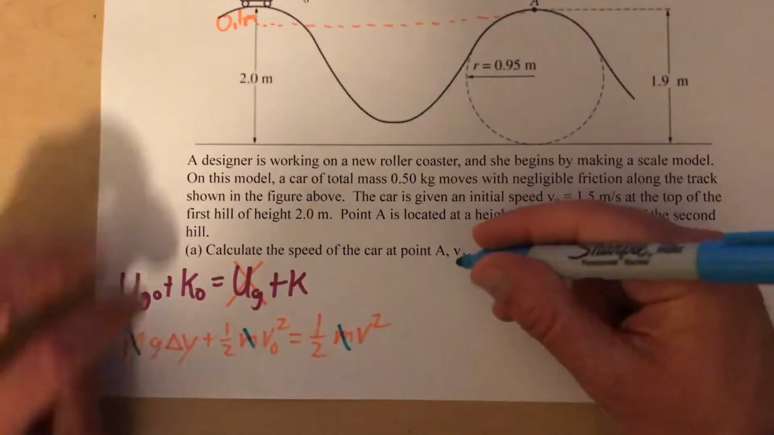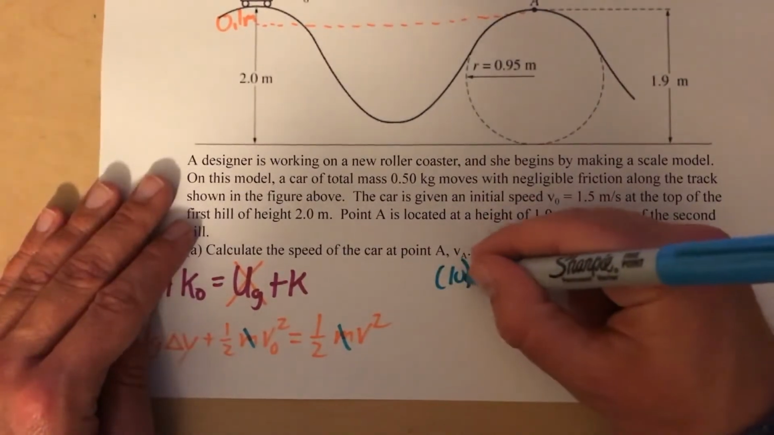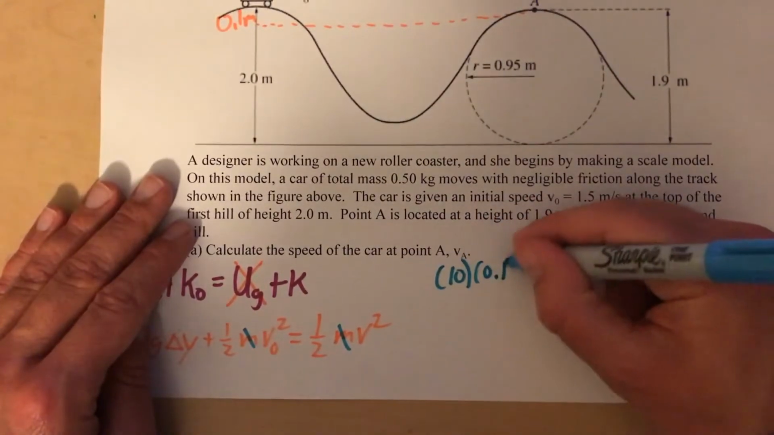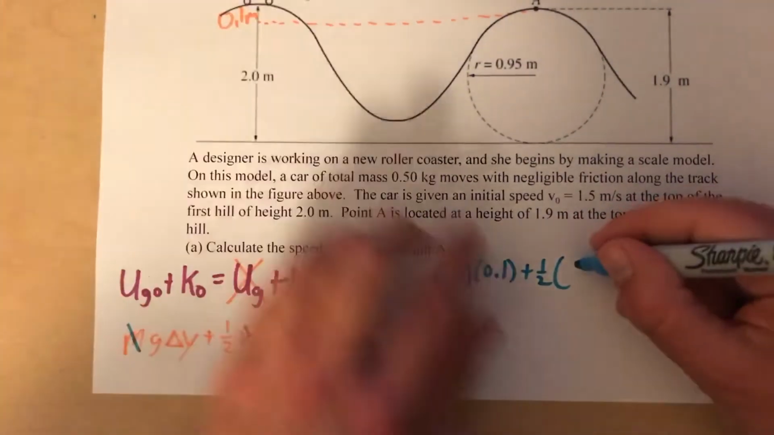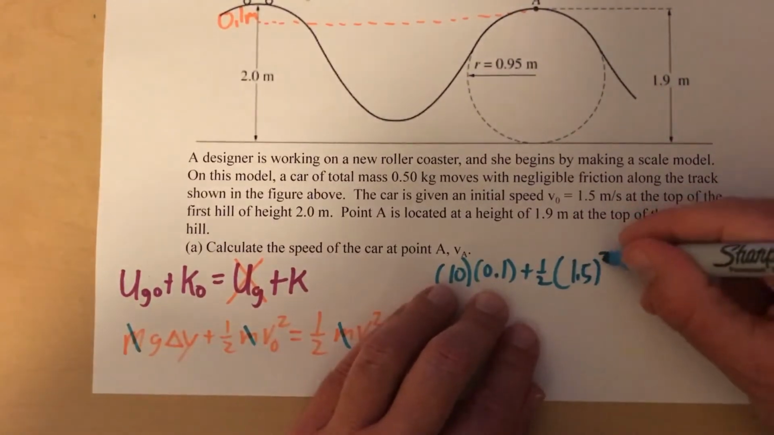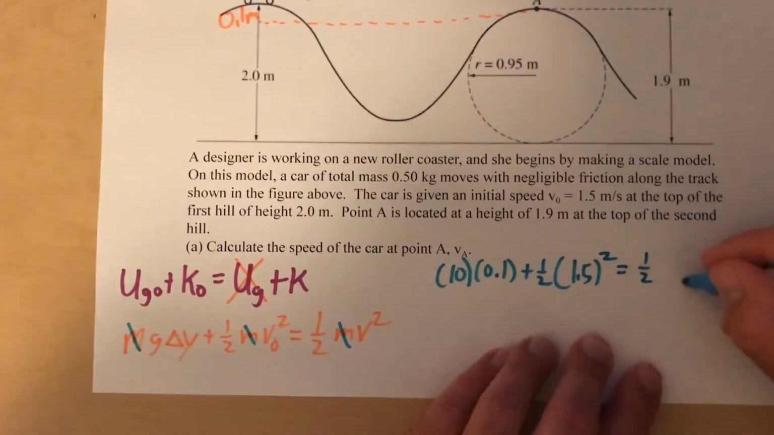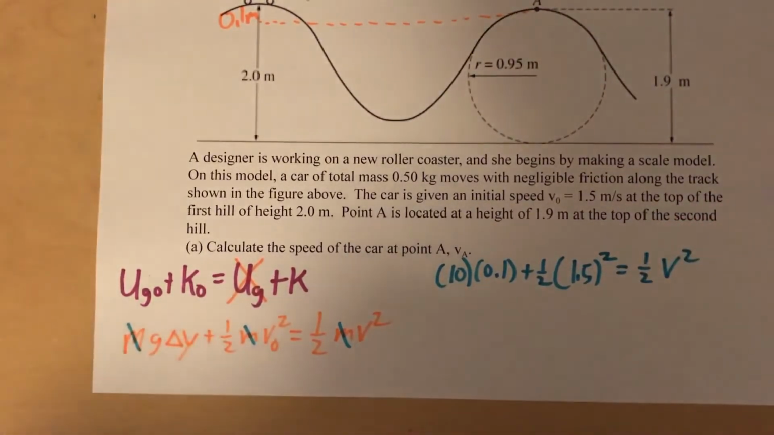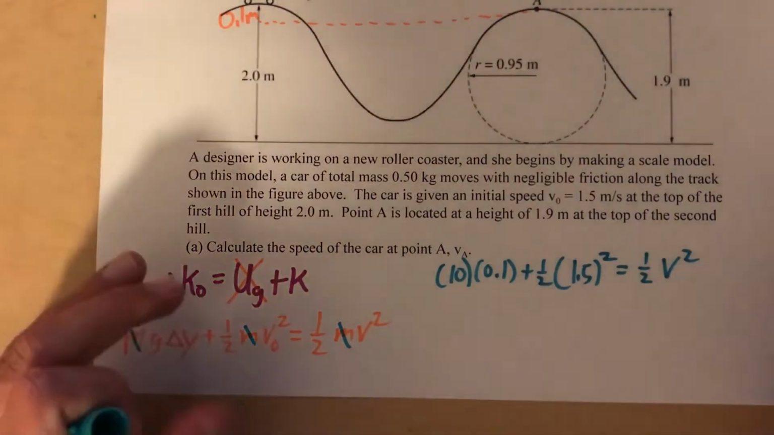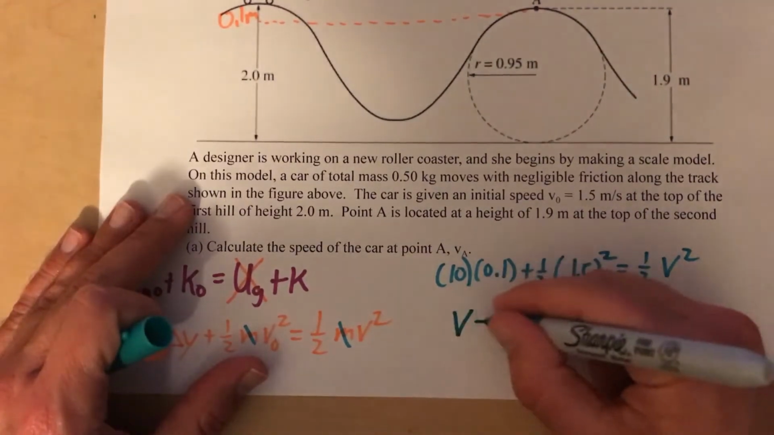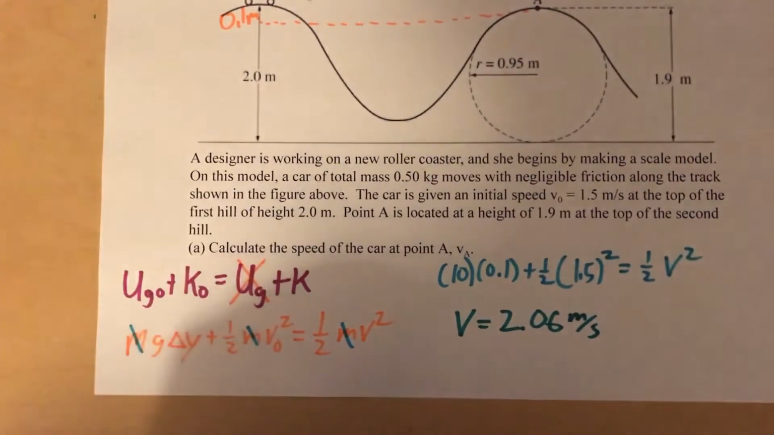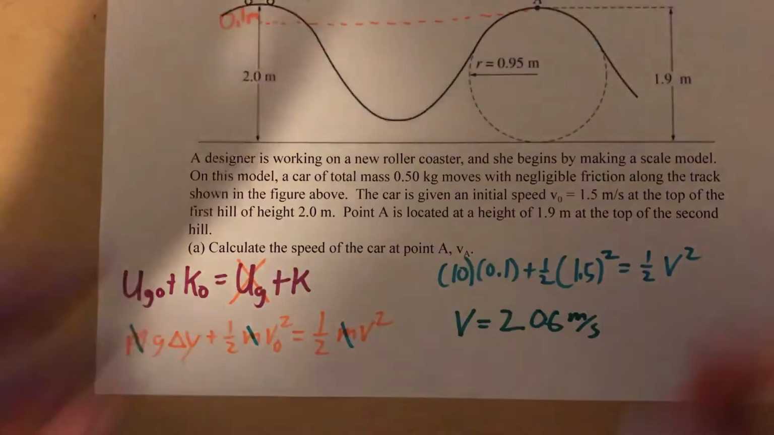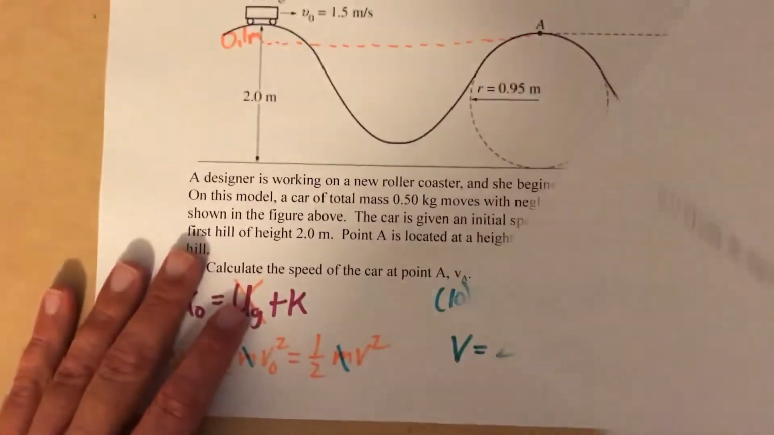So now we can start to plug these in here. Gravity is 10, the height is 0.1. Here we have 1/2, the initial velocity is 1.5 squared, and 1/2, and that's equal to the final velocity squared. So just do some of your algebra there, and you should get that the velocity here is about 2.06 meters per second.